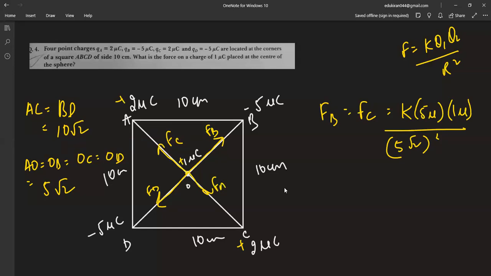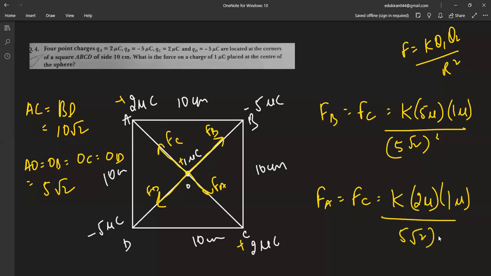This is FA. When we are calculating the magnitude, FA is equal to FC. K, what is the charge? Charge is 2 microcoulomb. Here the charge is 1 microcoulomb. And separation is still 5 root 2 whole square. Now look, can you see both the magnitudes are equal?